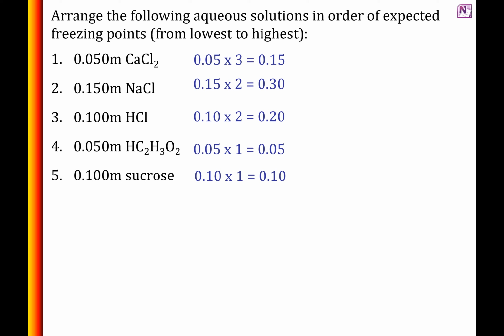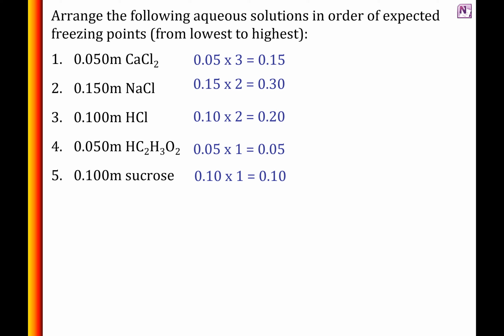Okay. And if we do that for all of these, sodium chloride breaks into Na+, Cl-, so 2. HCl, H+, Cl-, so 2. The next one we have is HC2H3O2. We don't know whether that's a salt or an acid, we're not really quite sure, so we'll just leave that as 1. The next one's sucrose. We know that's a sugar, so it'll stay as 1. So a little bit of background knowledge is needed here to know what will break into ions and what won't. And so we end up with all of these effectiveness factors.